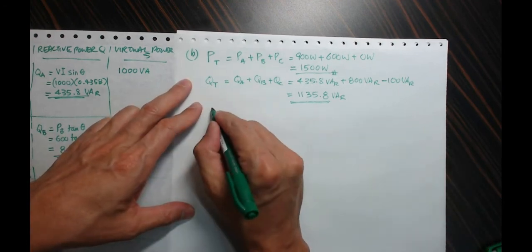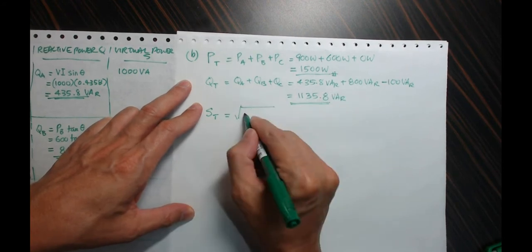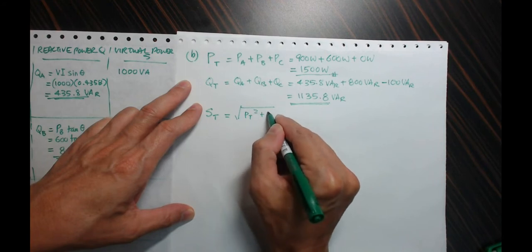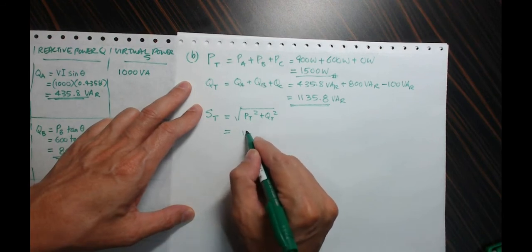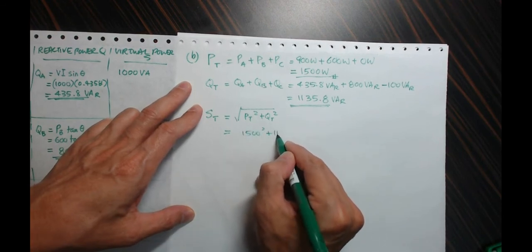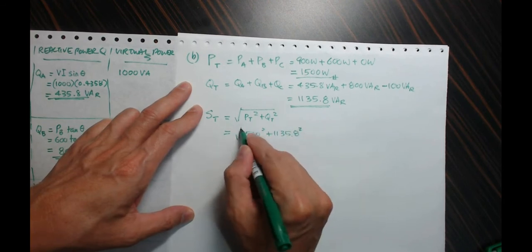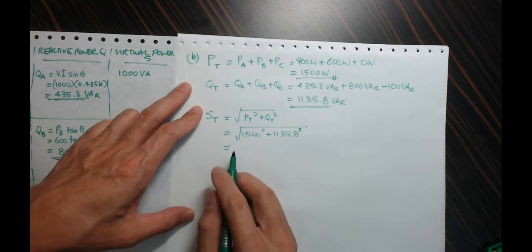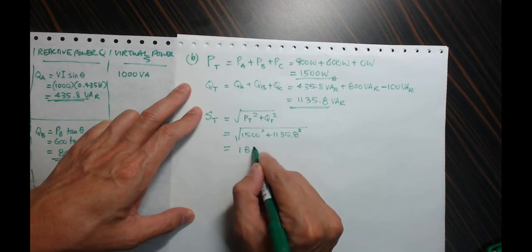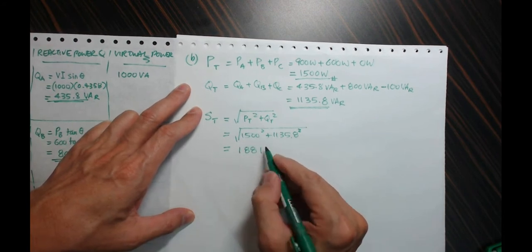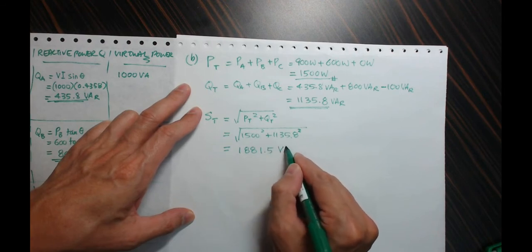Now then the overall apparent power can be given as the square root of PT square plus QT square. That is 1500 square plus 1135.8 square, whole thing square root. So that will give me a virtual or complex power of 1881.51 VA.